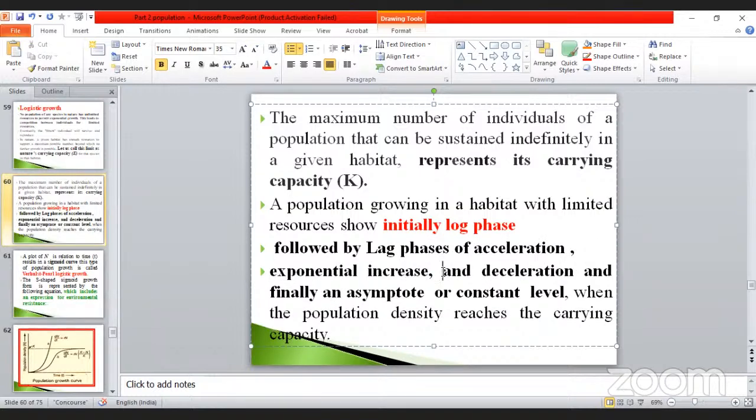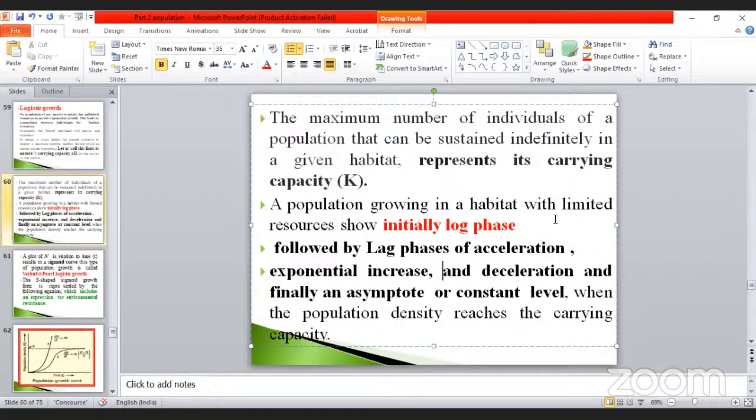And the last one is the deceleration phase, the final asymptote or constant level, when the population density reaches the carrying capacity. Carrying capacity, what is the meaning? The maximum attainability. When it is reached, what happens? There is no further growth. That condition is called the constant level, denoted by K as a symbol.